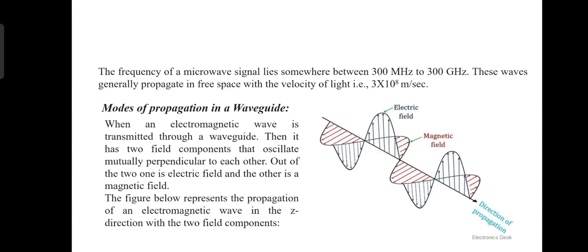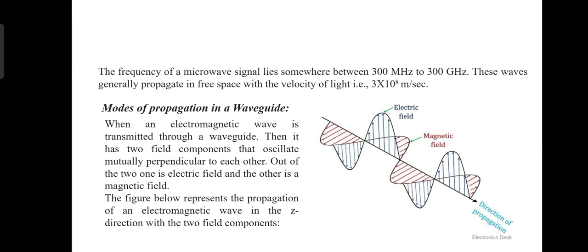The frequency of a microwave signal lies somewhere between 300 MHz to 300 GHz. These waves generally propagate in free space with the velocity of light, that is 3 × 10^8 meters per second. Modes of propagation in a waveguide.